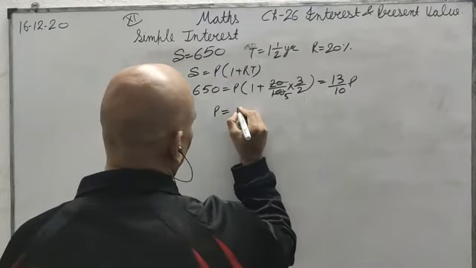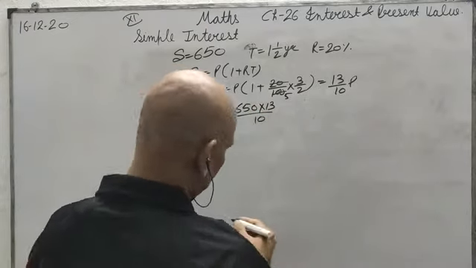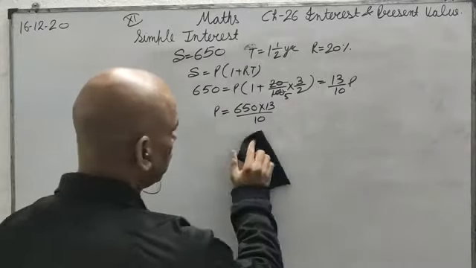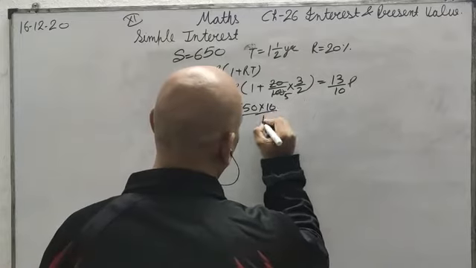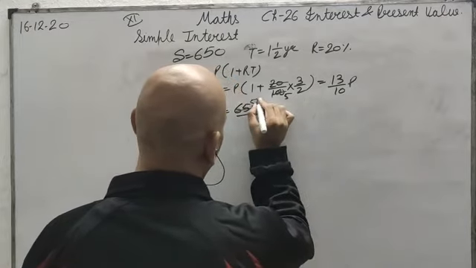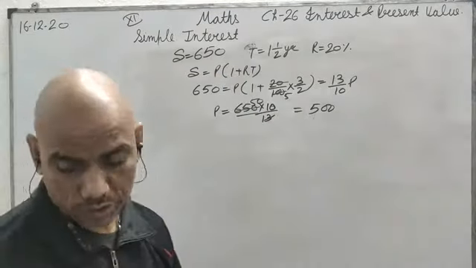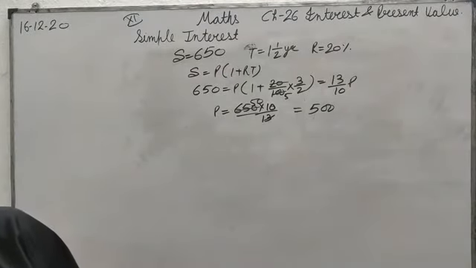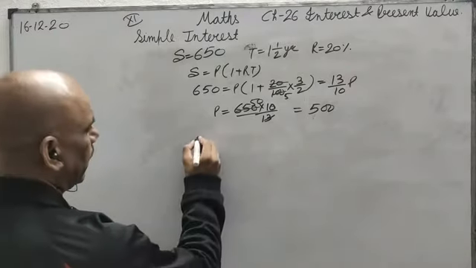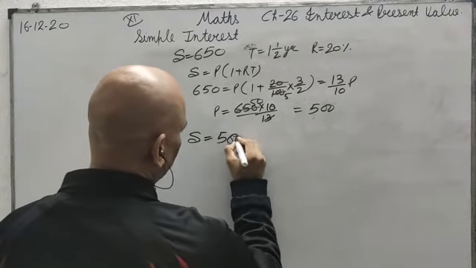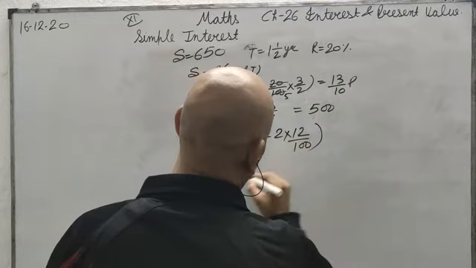We got P as 650 into 13 by, sorry, I have written it in reverse order. It should be 10 by 13. 13 fives are 65. So we got that he invested 500 rupees. Now on the same 500 rupees, he wants to know what will be its sum in 2 years at 12%. So S we want to calculate. P is 500, 2 years, 12%.